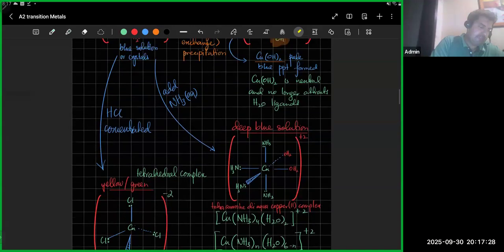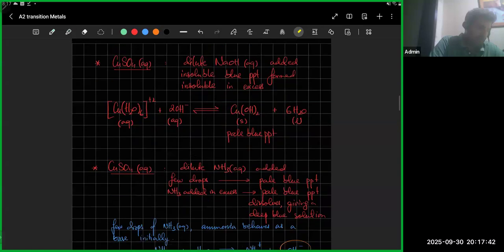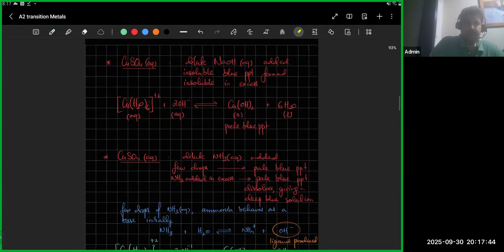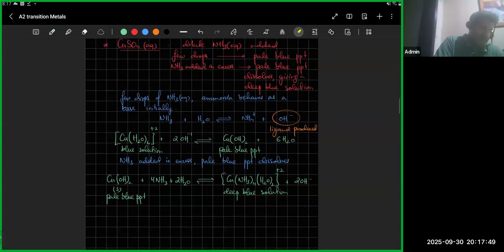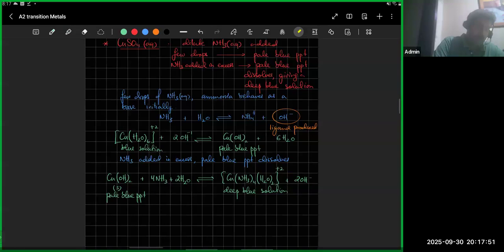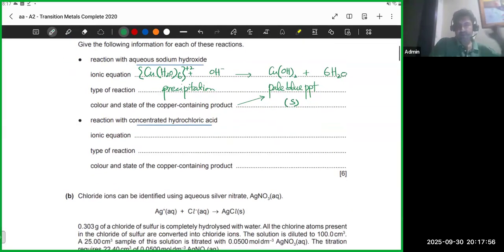Do you remember I told you that this reaction over here is not ligand exchange, it's precipitation. And I gave you the equations for all these reactions as well. Do you have the equations for all of these ligand exchange reactions? And most of the time, they're going to just ask you this. So there are just 4 or 5 reactions which you just have to memorize.